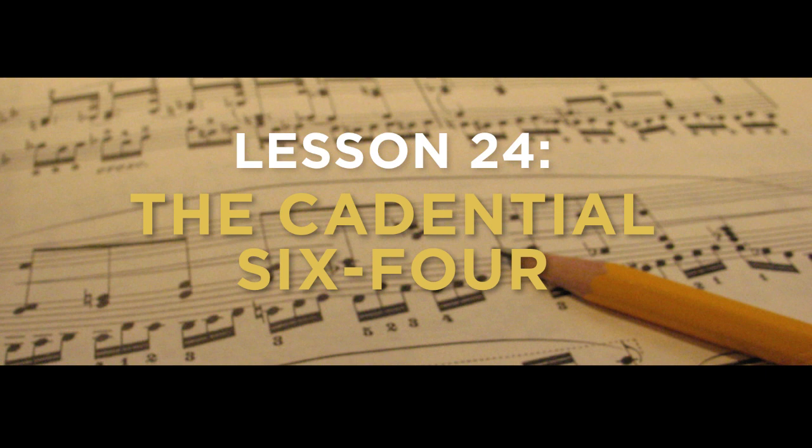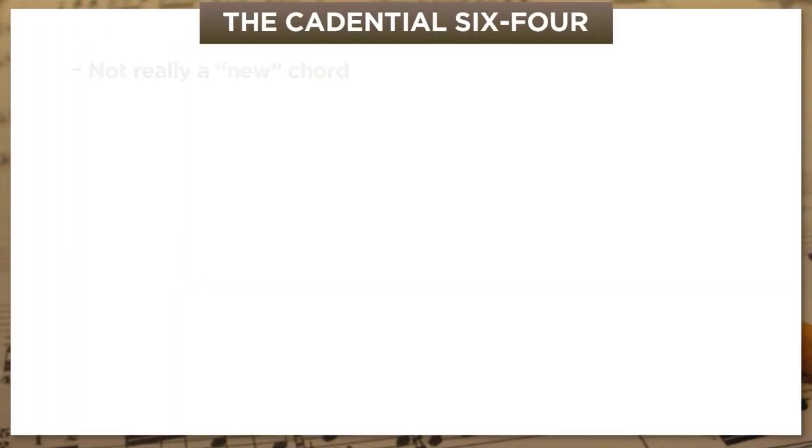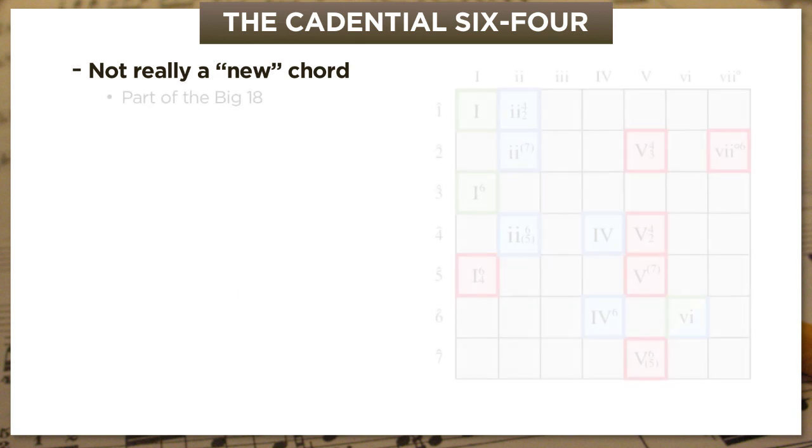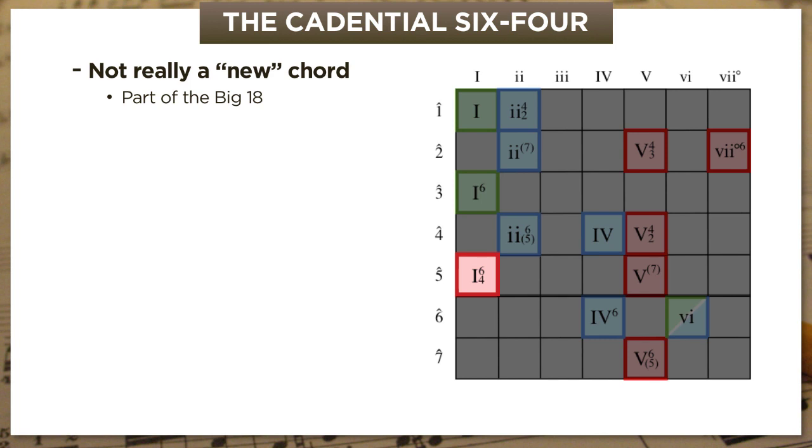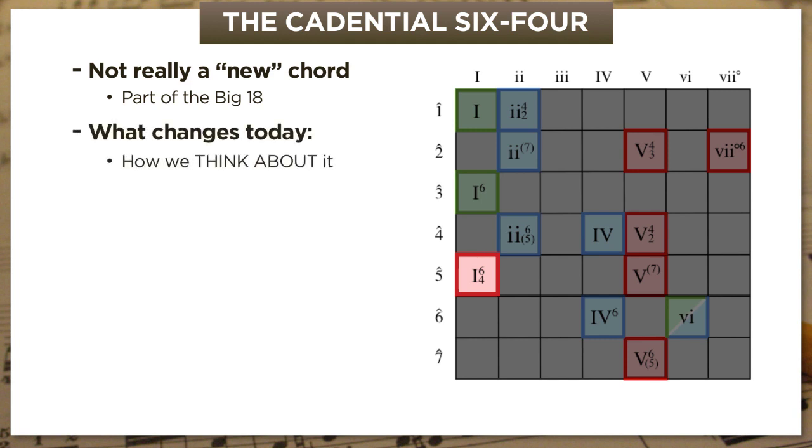Now, right up front, I need you to know two things about the Cadential 6/4. First, it's not really a new chord at all. It's been right under our noses since video 16 when I introduced the Big 18. It's this chord right here, the 1/6/4 with the dominant function. We've seen about 1 million of those so far. What changes today is the way we're going to think about that chord and, as a result, how we're going to label it.